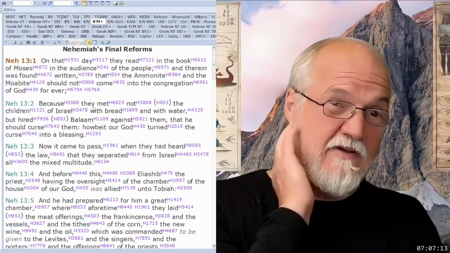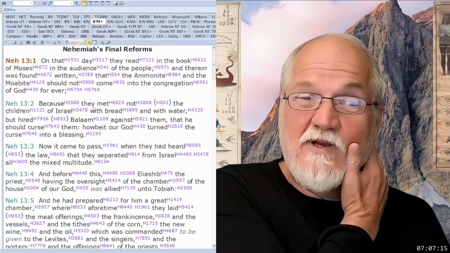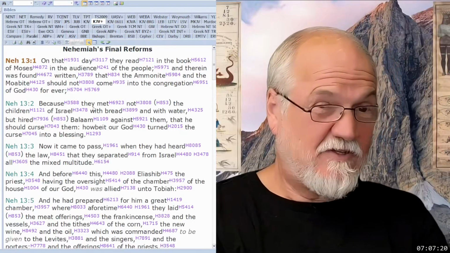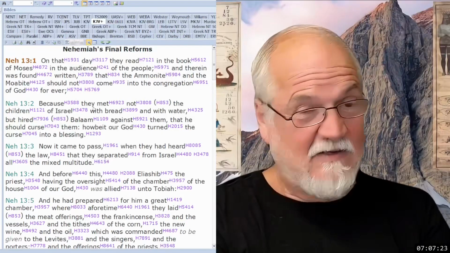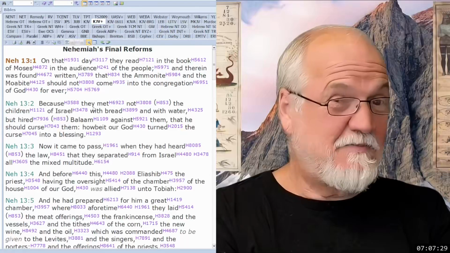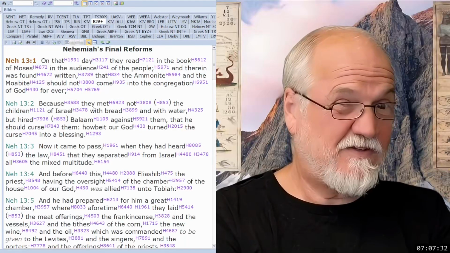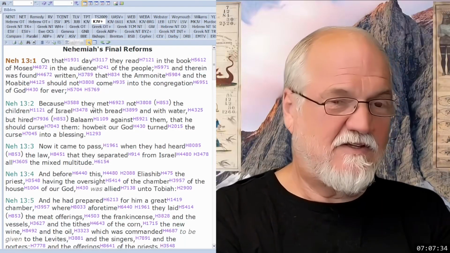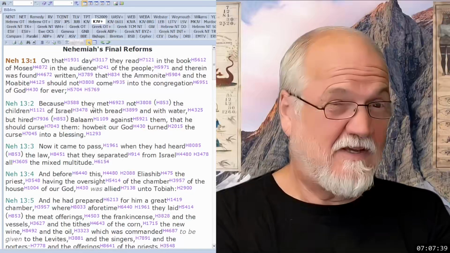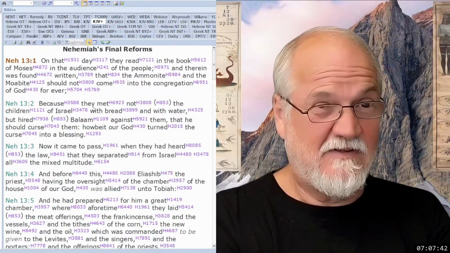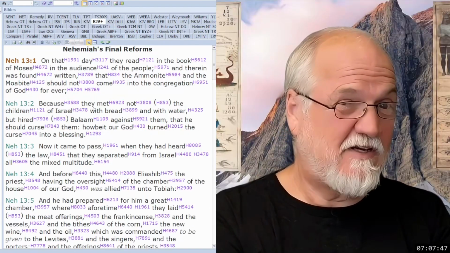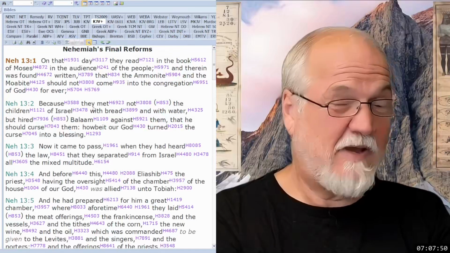And then it says, now it came to pass when they heard the law that they separated from Israel all the mixed multitude. So they're going to do this. They're going to recognize, okay, we need to follow this reform. And then he says, before this, and we looked at this as well, it doesn't mean that this is something that happened before this, because that word before just means in the face of, right? So in the face of this, Eliashib, the priest, having oversight of the chamber and of the house of God, was allied unto Tobiah.